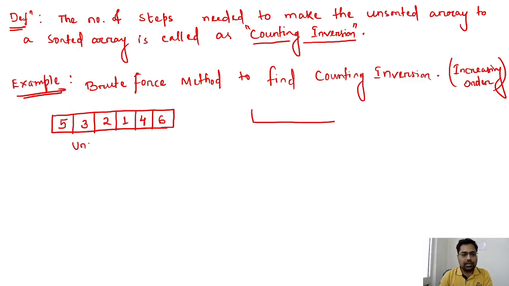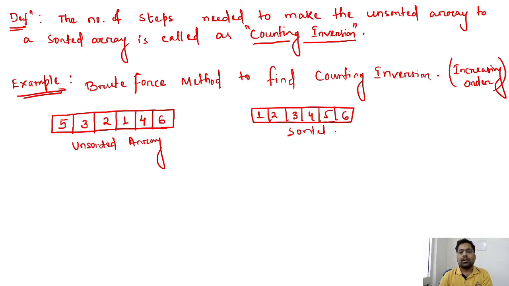This is the unsorted array. We know if we sort it in increasing order, the correct answer could be 1 first, 2 second, then third, 4, 5, 6. This would be our sorted array, but we need to find the number of steps involved here. This is what counting inversions is.